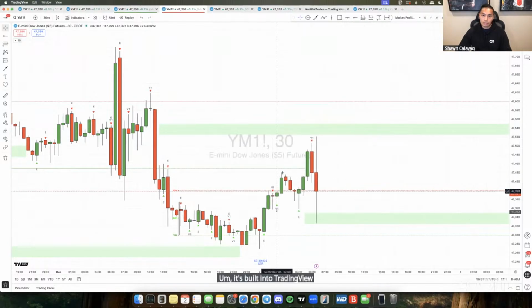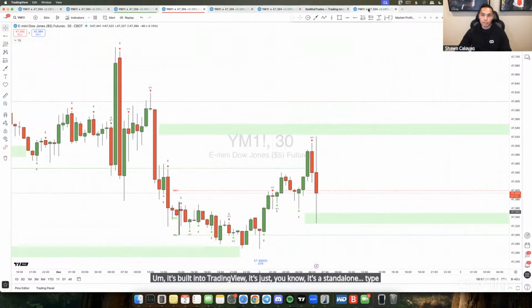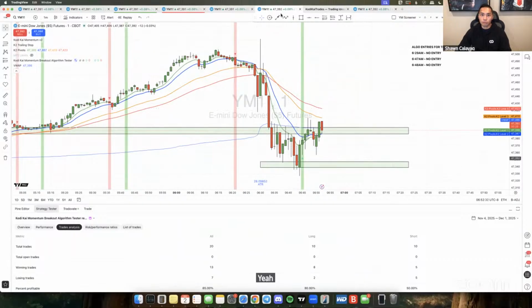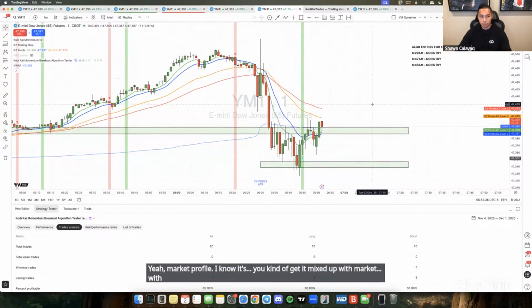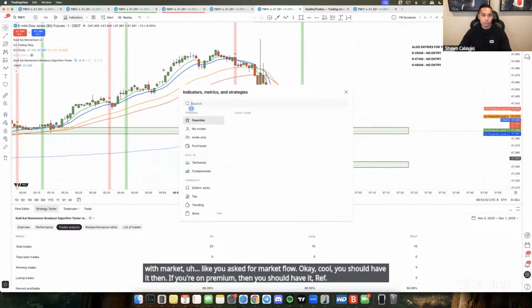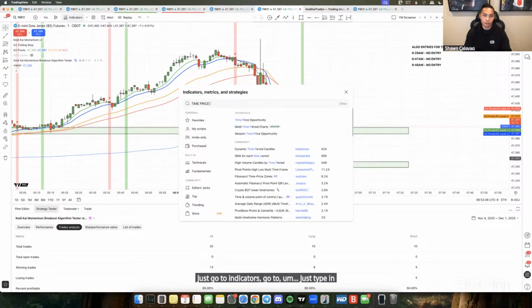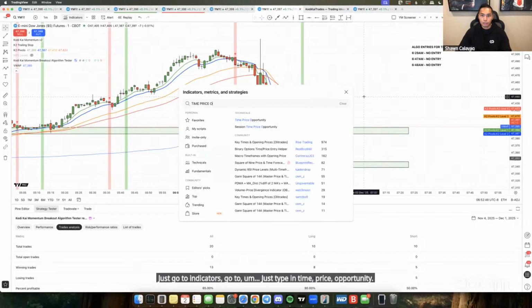It's under technicals. It's built into TradingView. It's a standalone type tool. I don't know if it's available to everybody, but if you're on a higher plan, I think they do have it there. Yeah, market profile. I know you kind of get it mixed up with market. What did you ask for? Market flow. Okay, cool. If you're on premium, then you should have it, Rev. Just go to indicators, type in time price opportunity, and it'll come up right there.